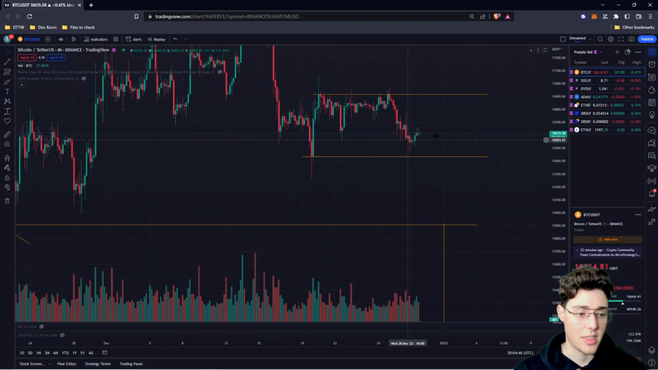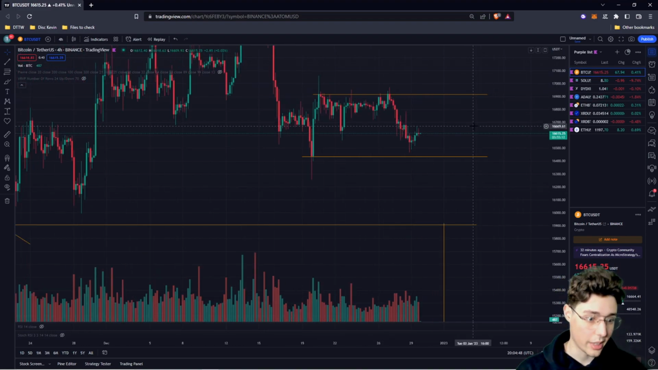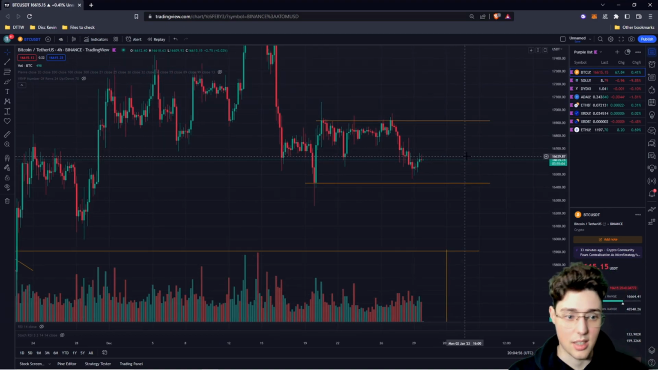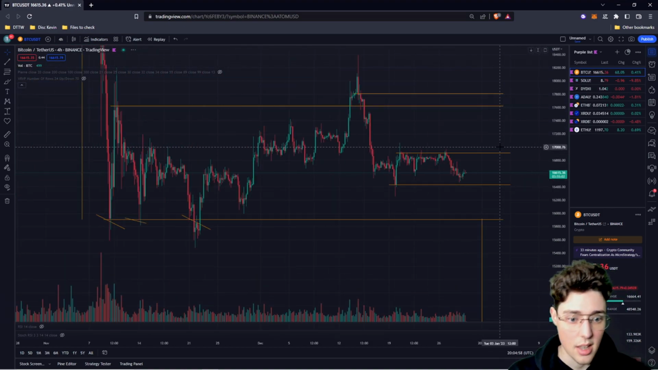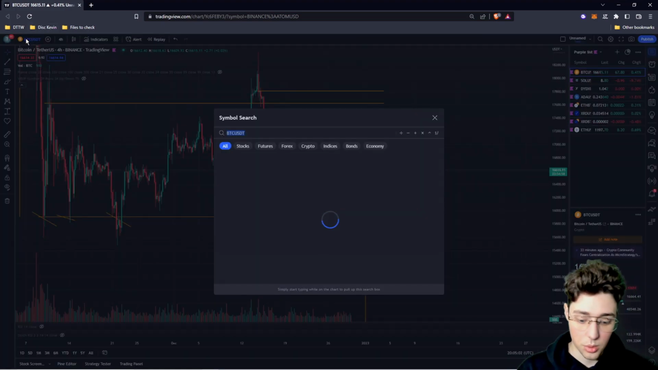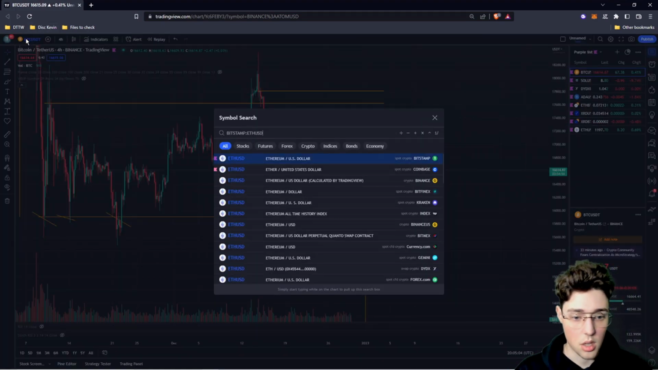All of these aren't that big, it's just that there's so little volume in the market that very slight differences in price make the market currently. That is kind of what we're looking at for the moment. Let's continue onwards to Ethereum, ETH USD.